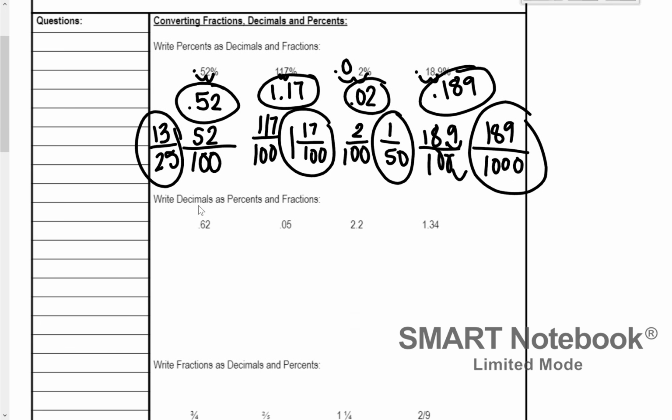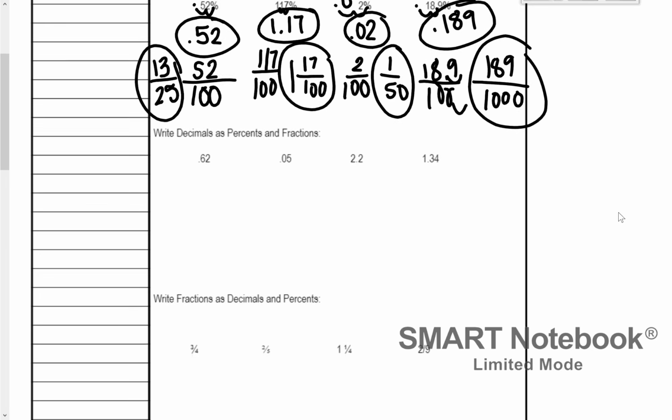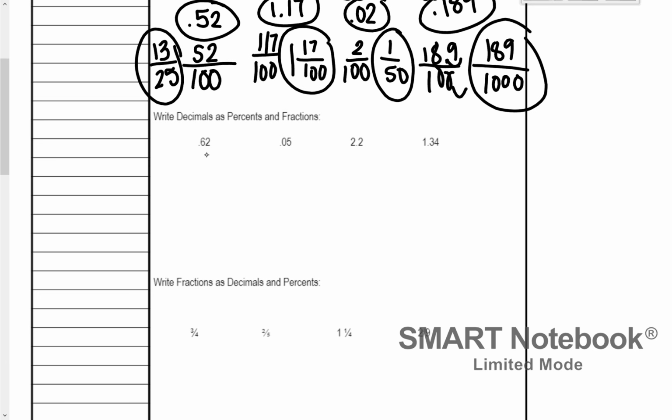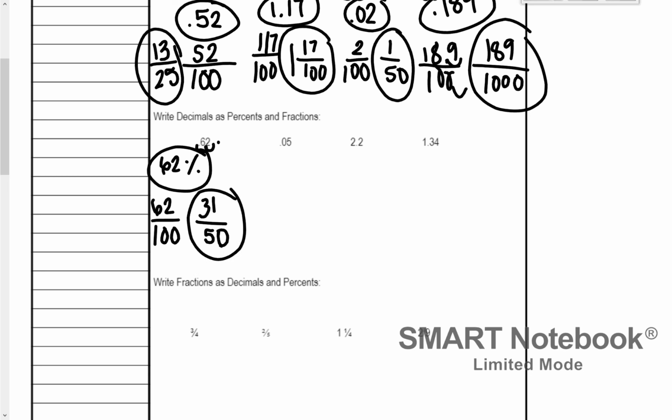Then when we're given decimals, we might have to make them into percents and fractions. When we are given a decimal to make into a percent, we do the exact opposite. We move it 2 to the right and add a percent sign. So that becomes 62%. We make that out of 100, 62 over 100. Both of those can be divisible by 2, so 31/50ths.